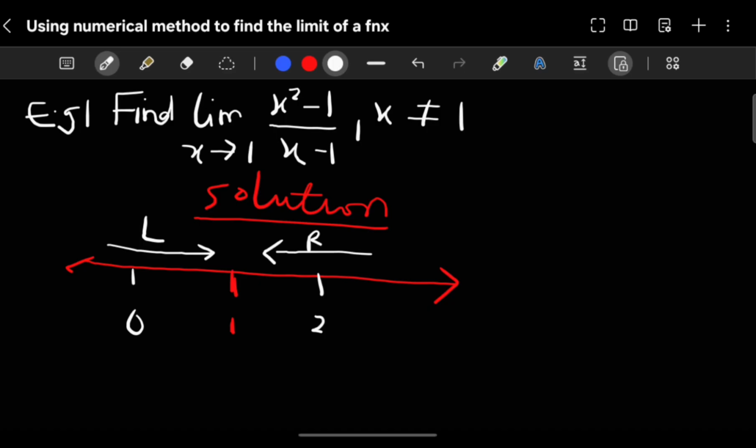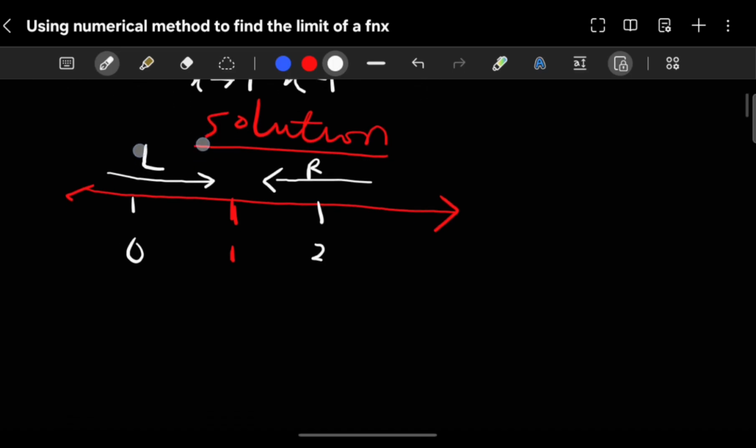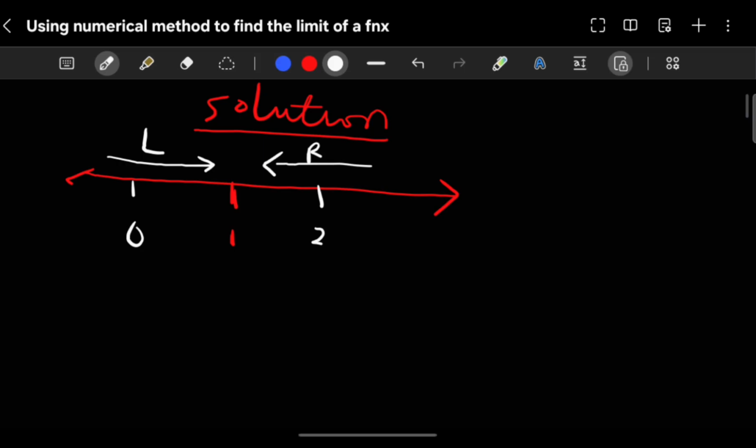So how are we going to pick the numbers? The idea is to look for numbers that are close to 1, but are not 1. And note, the numbers that are at the left-hand side of a number are always less than the number, and numbers that are at the right-hand side of a number are always greater than that number. So we're going to look for test values.